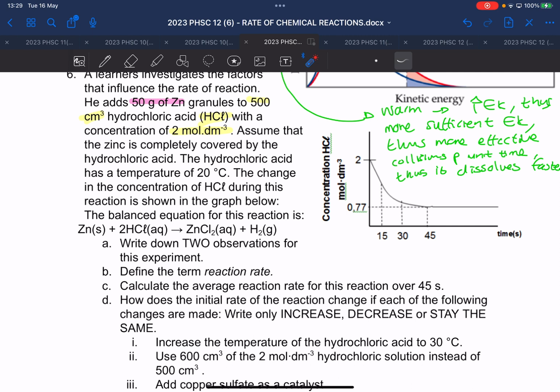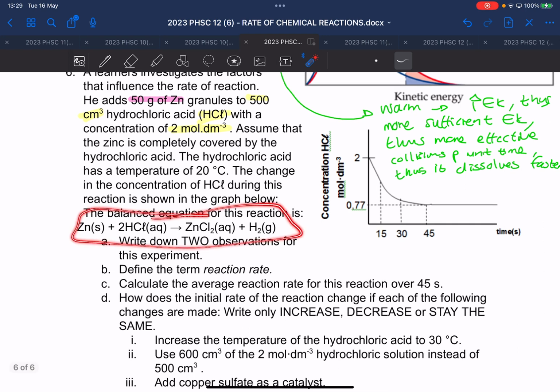Okay. Now they say, write 2 observations for this experiment. And we did this experiment. This is the one where you heated your hands. What did you observe? What did you see with your eyes? You saw bubbles, so you saw a gas given off. So you can write there bubbles or gas given off.